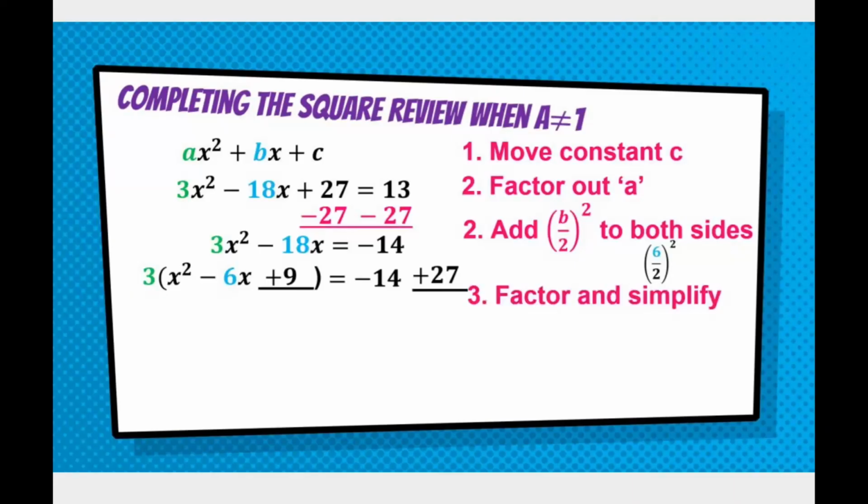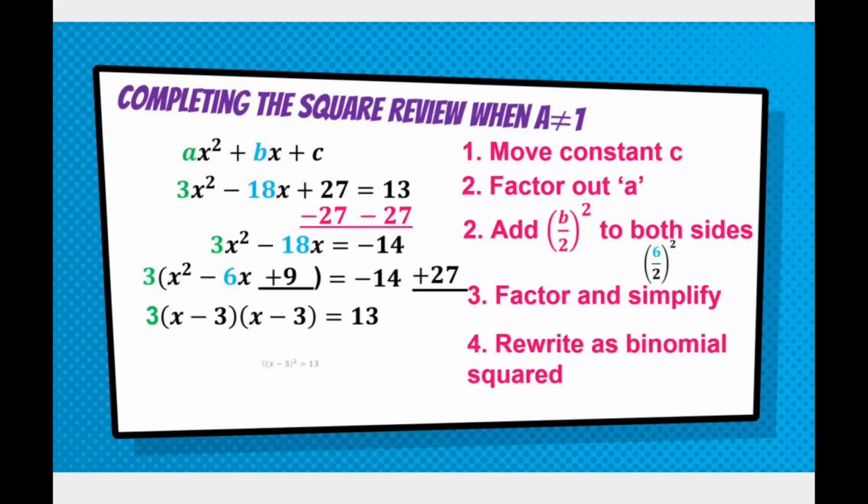Then we're going to factor this. I'm going to keep the 3. The 3 is going to come down for the ride. It's just going to be in front of everything. Two numbers that multiply to positive 9 and add to negative 6 would be minus 3 and minus 3. These should be the same numbers. That's what we're doing to make a perfect square trinomial. If I add negative 14 and 27, I get 13. I'm going to rewrite this as a binomial squared.